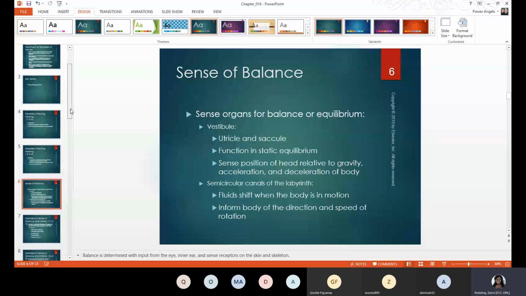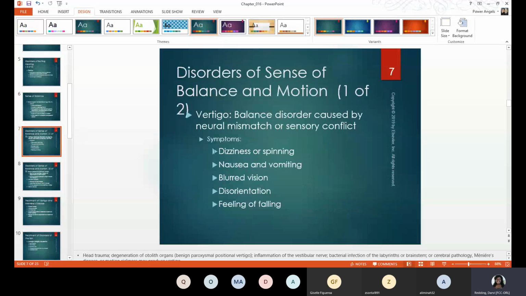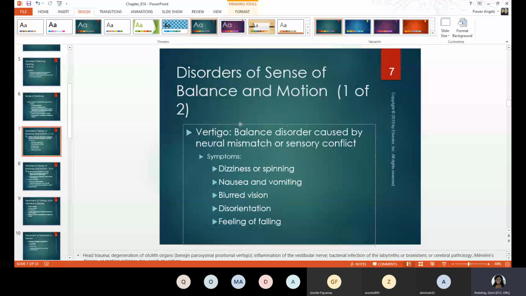Even something as simple as hearing could affect that. So now that we've talked about the sense of balance, let's next learn about some of the disorders of the sense of motion and balance. One of the examples of the disorders of sense of motion and balance would include vertigo. And vertigo is a balance disorder that's caused by a neural mismatch or a sensory conflict.